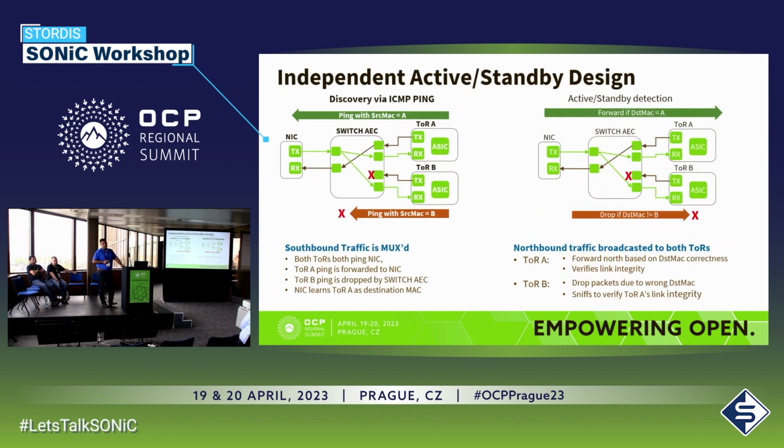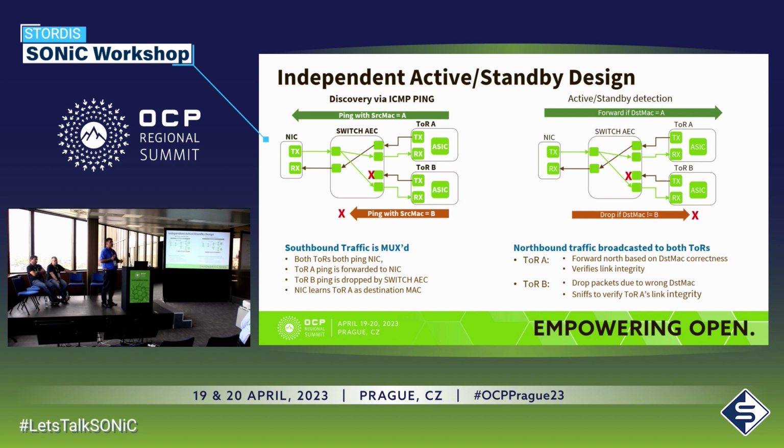So this all works through ICMP. It's a very common protocol. We try to work through all the common protocols here. So both the TORs are actually pinging the NIC, and they are broadcasting their ID. TOR A's ping is forwarded to the NIC, while TOR B's ping is dropped.